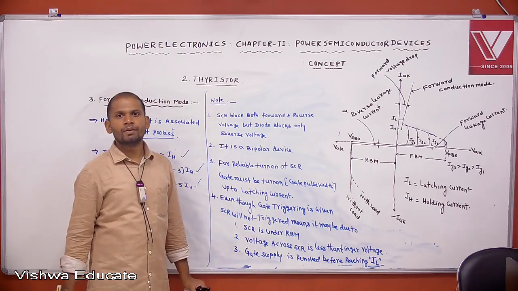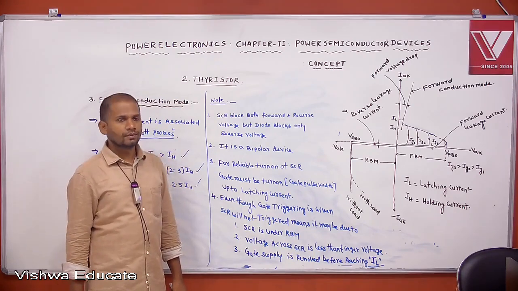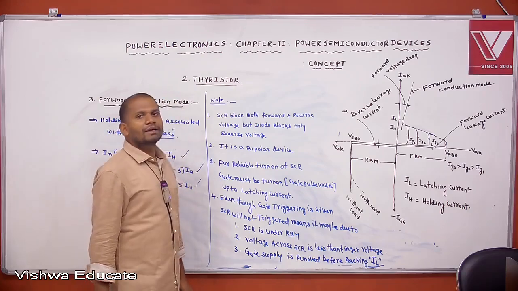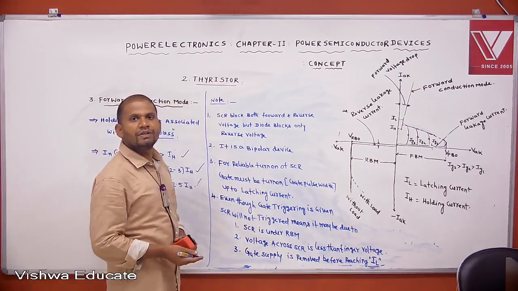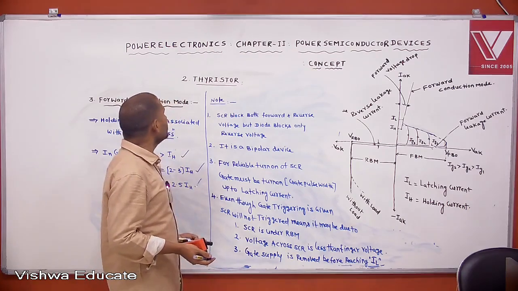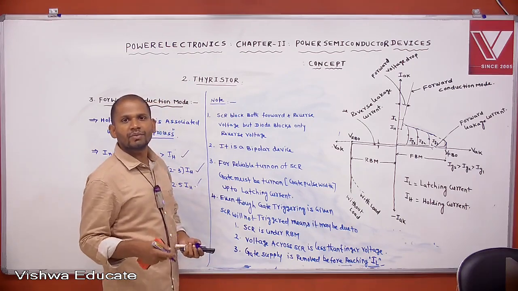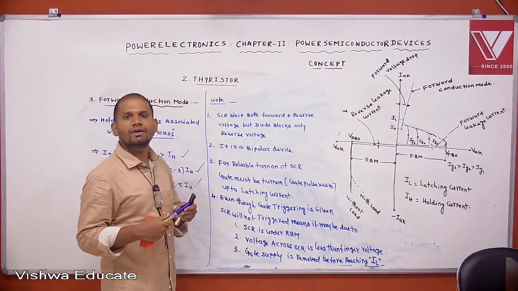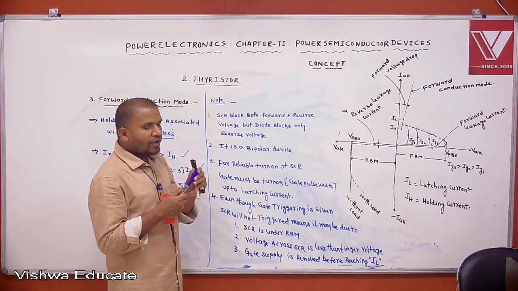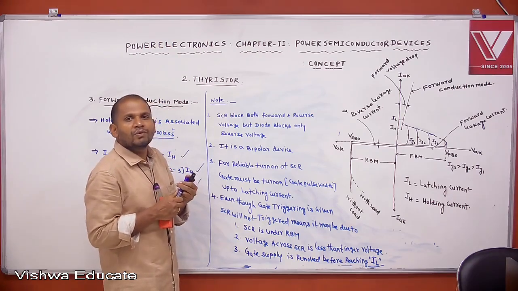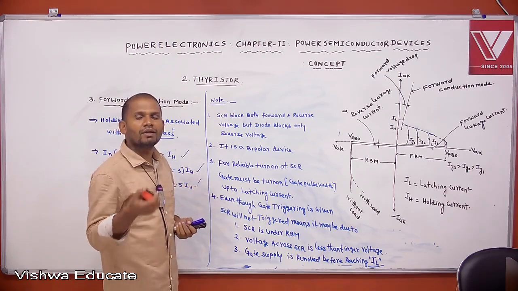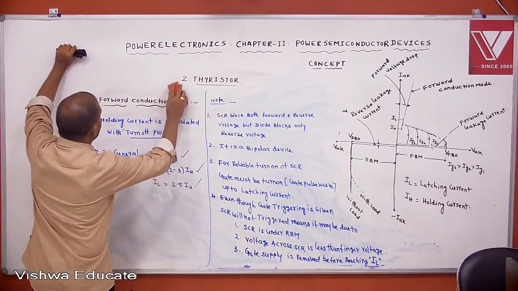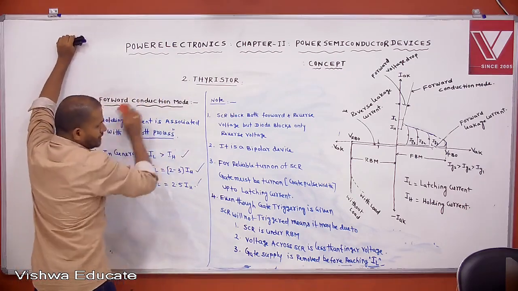Clear? Understood? Okay. This was about the static VI characteristics of an SCR. With this one concept in thyristor, starting I gave some introduction, then these are the static VI characteristics of SCR. Then you go for another concept with respect to SCR, that is nothing but the turn on methods of SCR. Okay. This you concentrate.